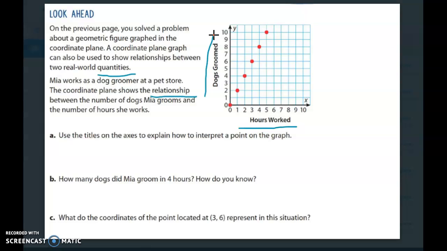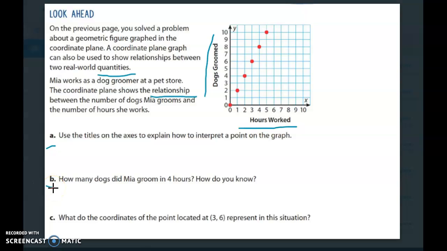So let's look at point A. It says use the titles on the axis to explain how to interpret a point on the graph. Well, I just kind of did that. Looking at the hours worked on the x-axis, it's going to tell me how many dogs she can groom within those hours. Okay, so let's look at part B.